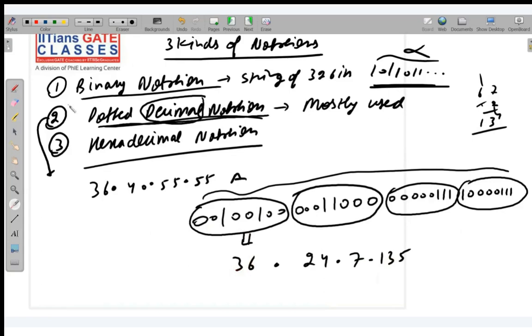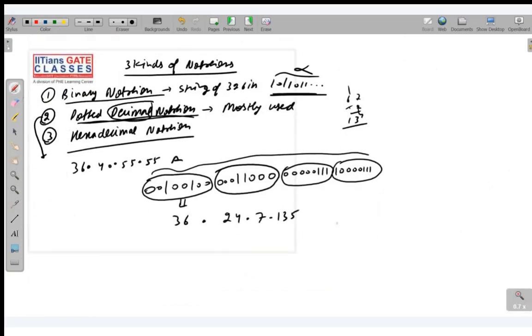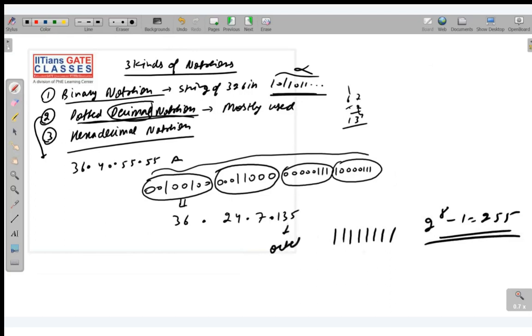And one more thing, let me tell you the maximum value which you can get in 8 bits. That is 8 ones, which is 2 power 8 minus 1, that is 255. So the maximum value here can be 255. These are known as octets. Why octets? Because you are writing 8 bits in decimal. So the maximum value in an octet can be 255.